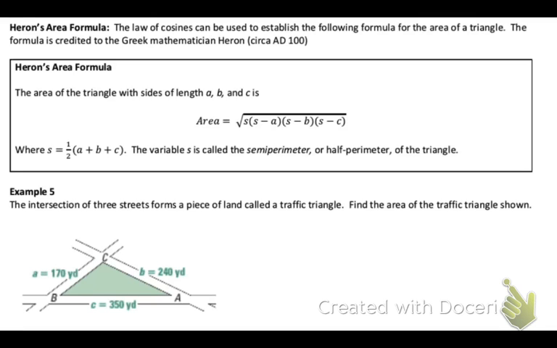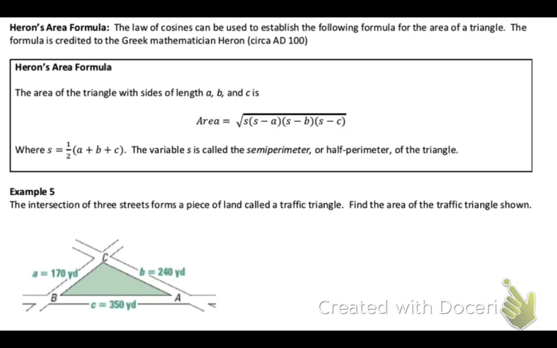Now, here's a formula that is not used very much, but I just wanted to put it in front of you. So it says the law of cosines can be used to establish the following formula for the area of a triangle. So this is a non-right triangle. The formula is credited to the Greek mathematician Heron. So we'll call it Heron's area formula.